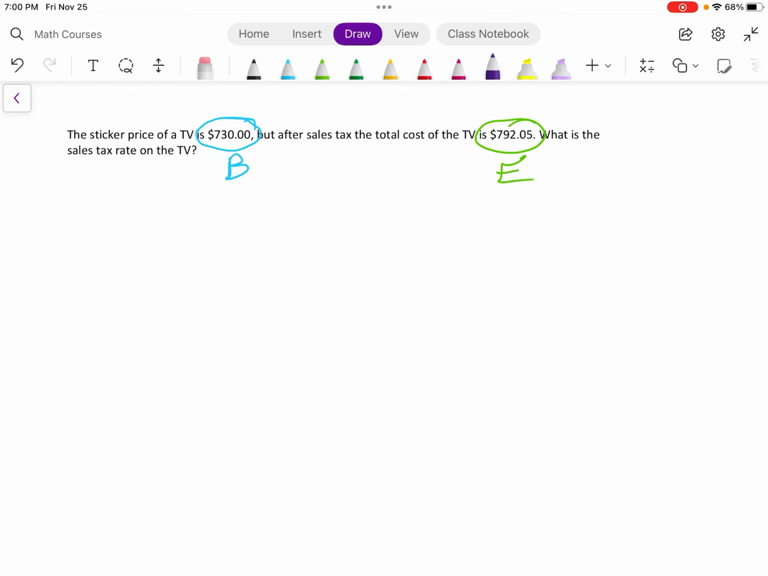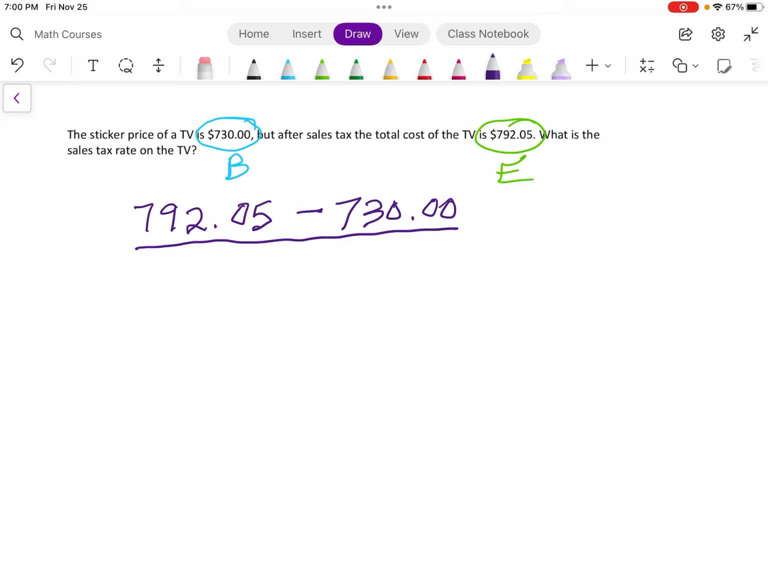Using the formula that we talked about above, we need our ending minus beginning. So we can take the $792.05 and subtract the beginning number, which is $730, and divide it by your beginning number. So if we subtract the top amount, we get $62.05, which is actually the sales tax amount that you're paying. But we want the rate. So we're going to divide that by the 730.